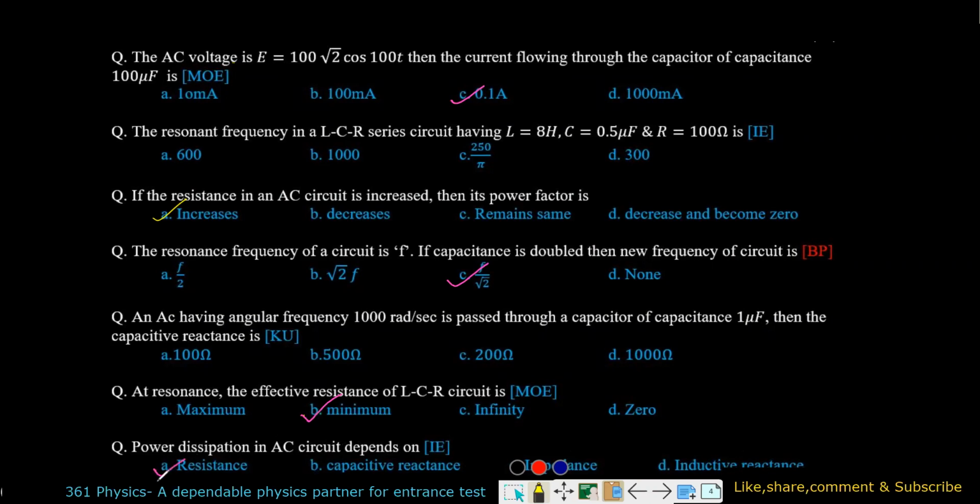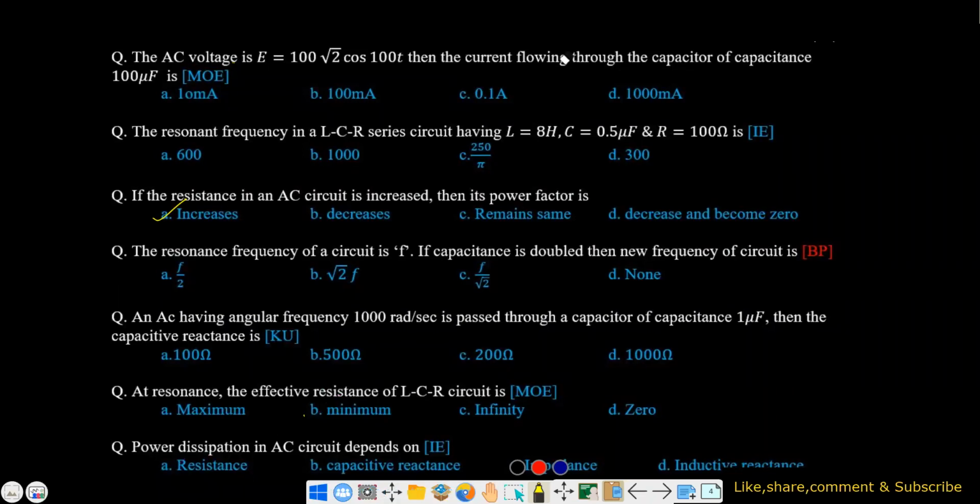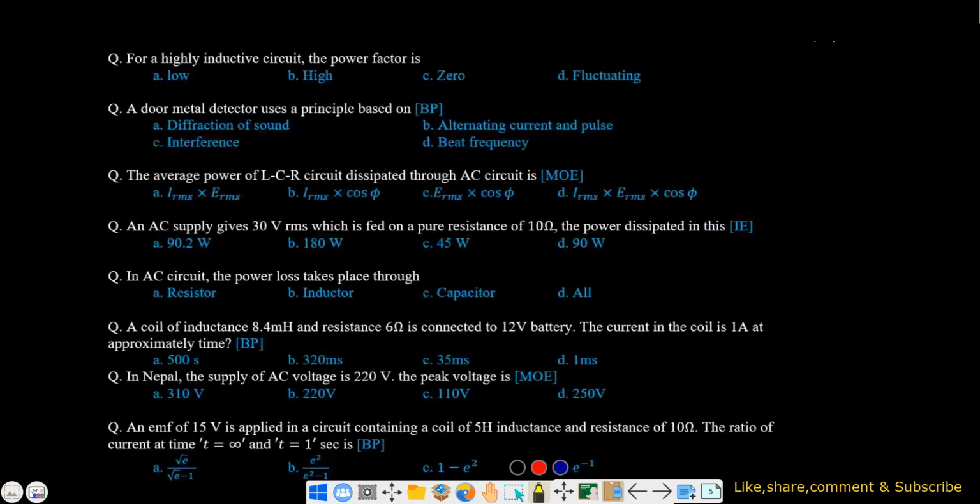Resistance मा चाहिँ डिपेन्ड गर्ने हो. यसले कति पावर कन्ज्युम गर्छ भन्ने कुरा. This is a kind of very straightforward question. Okay, let me move on to another frame. So I have plenty of questions still left.